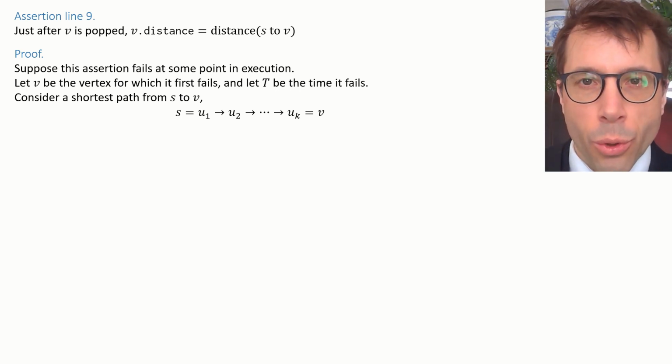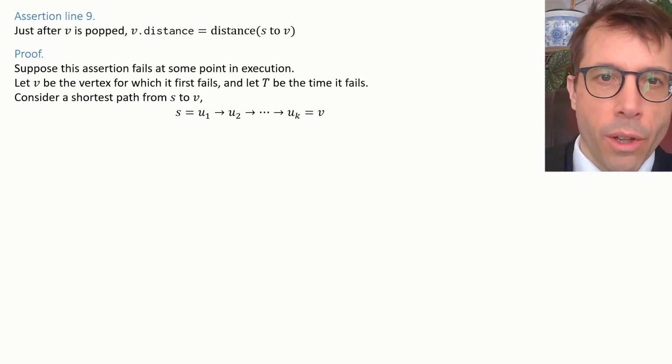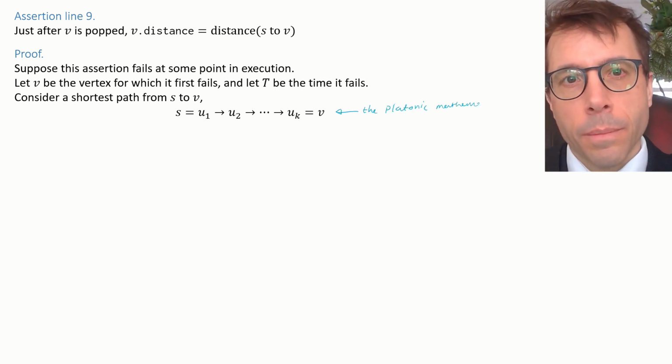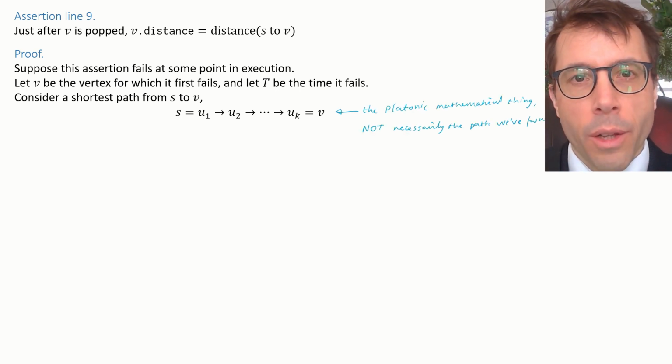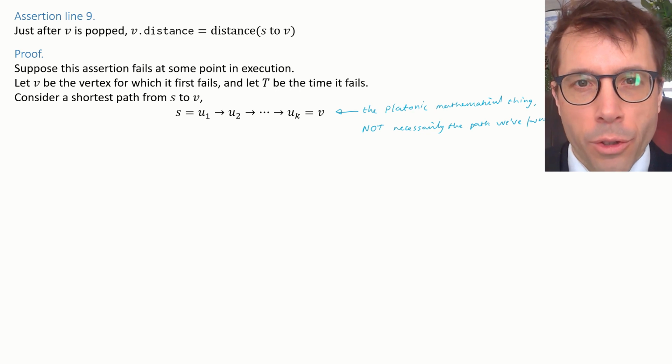There exists some shortest path to v, let's call it u1 up to uk, where the first vertex u1 is s and the last vertex uk is v. And by this I mean shortest path in the platonic mathematical sense, the path that God knows about. I do not mean the path that our algorithm has learnt about so far.